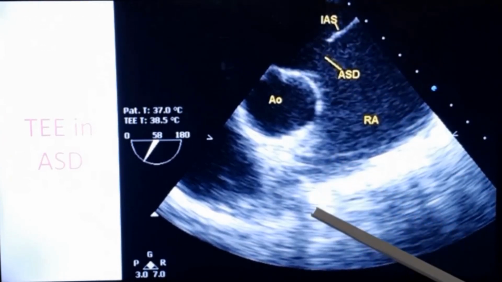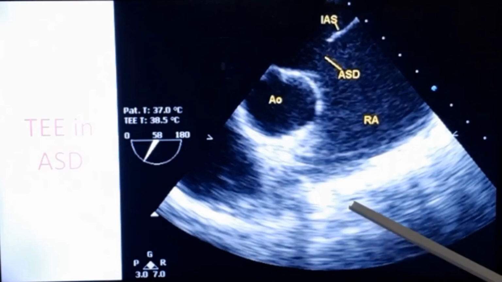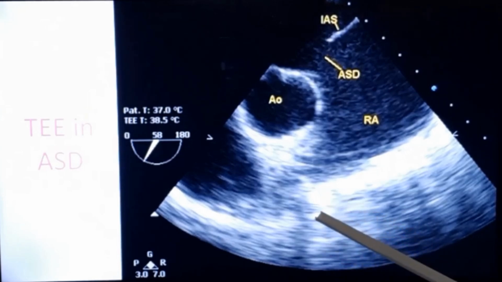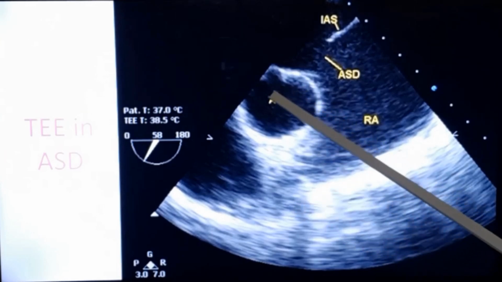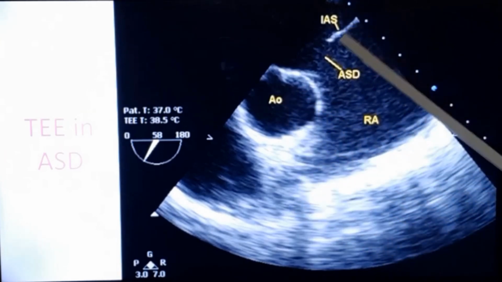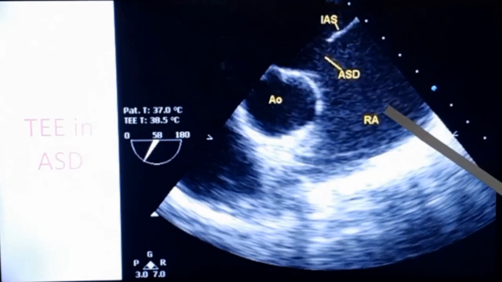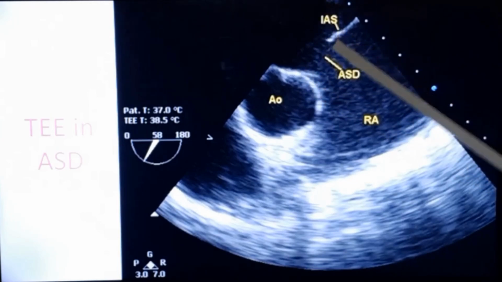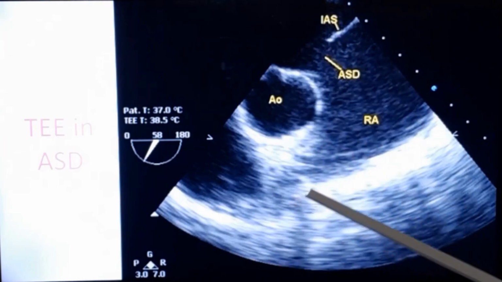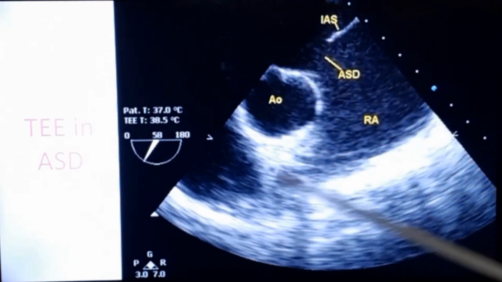The advantage for transesophageal echo is that in an adult, when a transthoracic echo is done, sometimes if the echo window is not good, interatrial septum may not be imaged well. This is the transesophageal echocardiogram. You can see the aorta here, interatrial septum, atrial septal defect, right atrium. And you can see that the aortic rim is deficient here, hardly any aortic rim for the interatrial septal defect. So transesophageal echocardiography showing a single ASD.